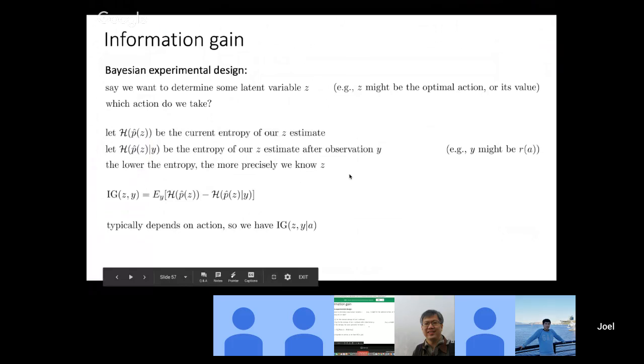Yeah, so I think the lecturer mentioned that the intuition behind using information gain as a measure for making a decision was that having novel decisions would result in a better model. So in this particular scenario, given an unknown variable z, you want to reduce the uncertainty about z, and you can quantify this by measuring the entropy of the current z estimate and taking the difference between that and what we know about z after making some observations about y, where y can be like the state, action to follow, or things like that.